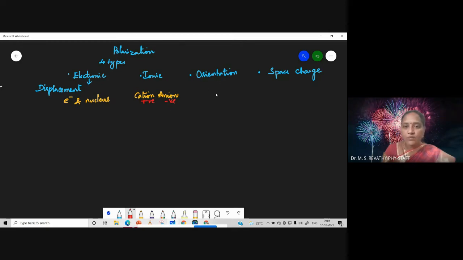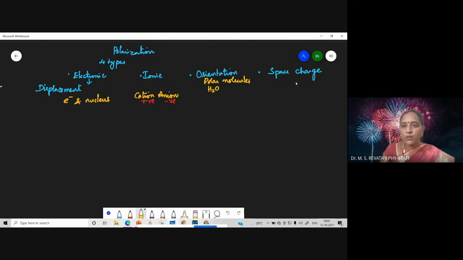Then orientation polarization happens in the case of polar molecules. For example, I've shown you H2O in the introductory session. Polar molecules lack symmetry, that's why the negative and the positive will be separated, even in the absence of an external electric field. Orientation polarization takes place in polar molecules, and it also depends upon the temperature.